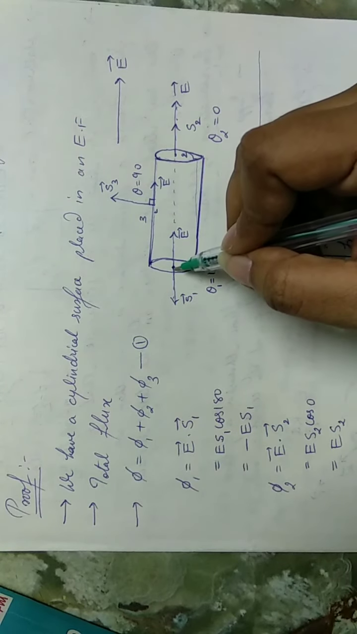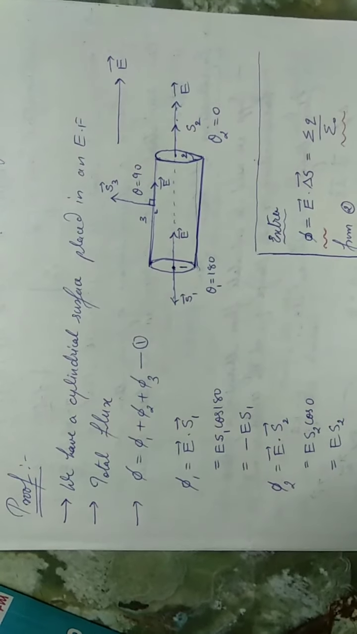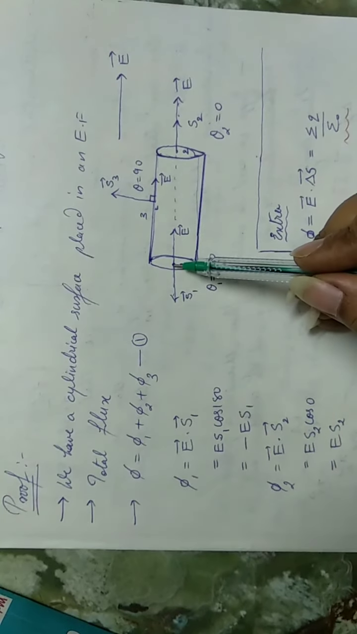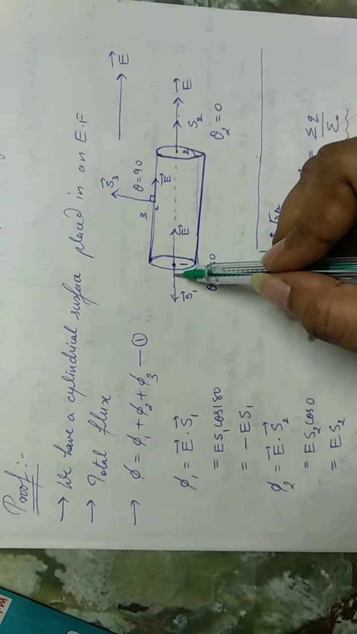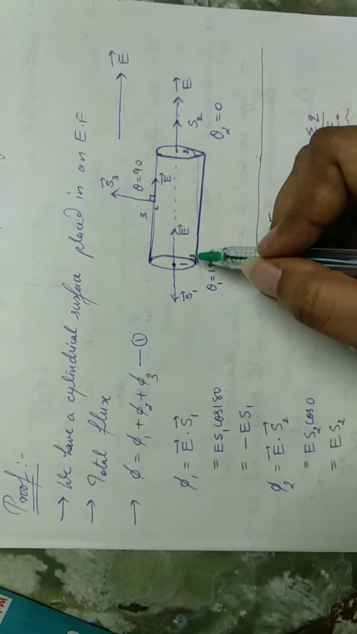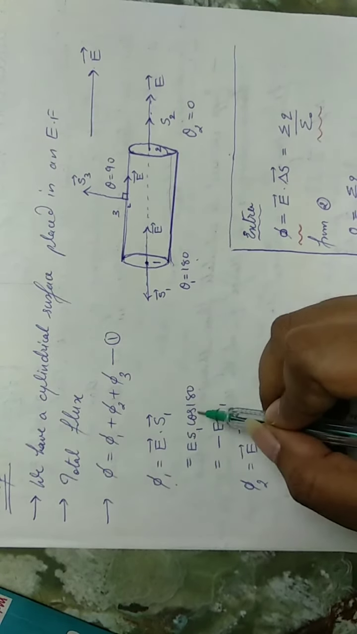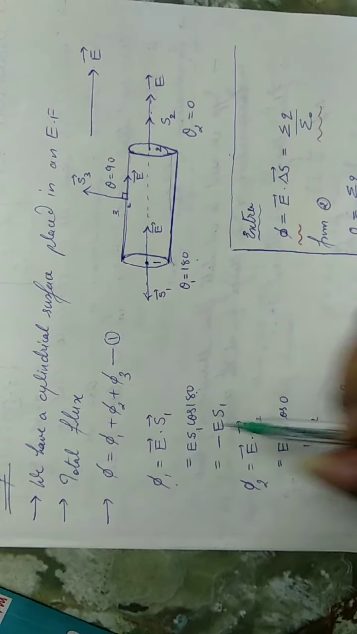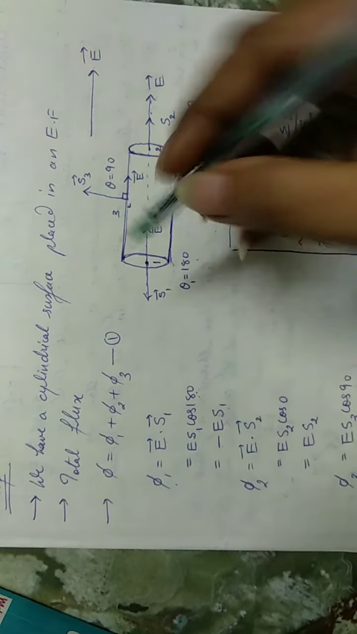First, if I consider this, then you can see this area is like this. So the area vector will be like this, perpendicular. This is the direction of the area vector, and this is the direction of electric field. So the angle between area vector and the electric field is 180. If I calculate flux for this, it is going to be phi 1. So E dot S1 will give me E S1 cos 180. Cos 180 is equal to minus 1. So when I substitute it, I'll get flux equal to minus E into S1.